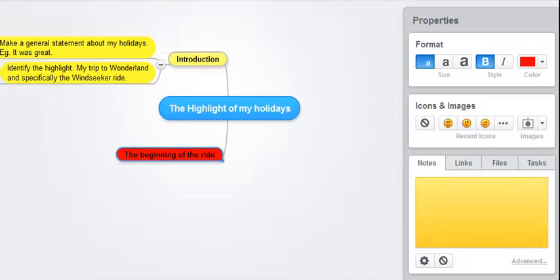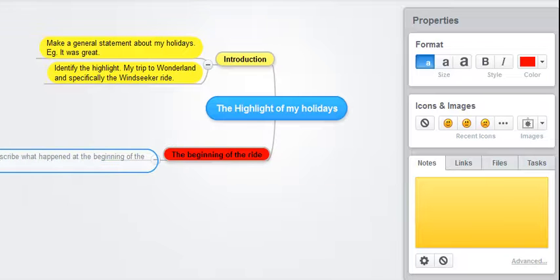the end. And the first thing that I want to put in is describe what happened at the beginning, at the very start. So we want to add a node there, and then we'll put describe what happened at the beginning of the ride.